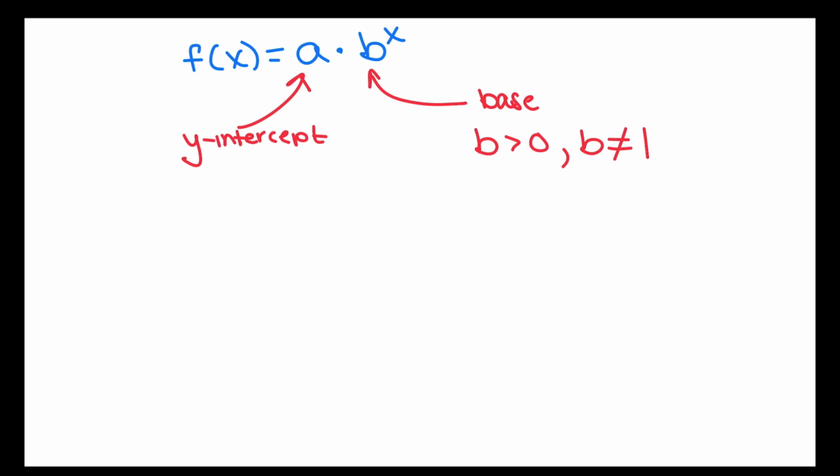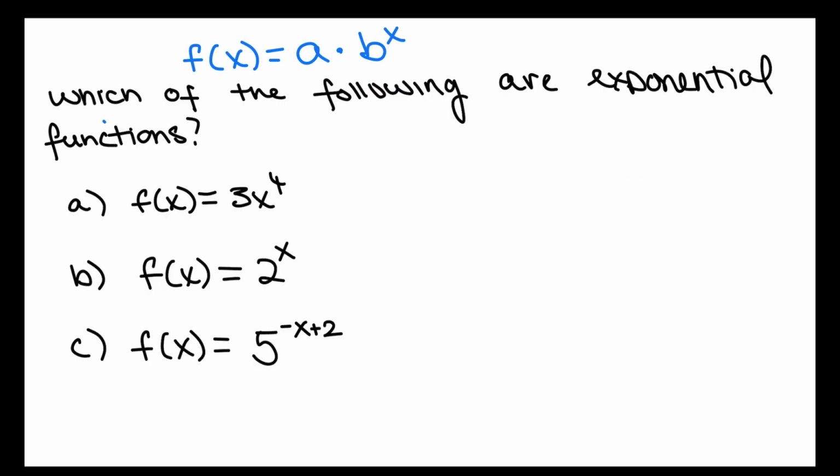So let's start by trying to identify exponential functions. I've got a list of 3 functions. Which of the following are exponential? The first one is not. This is actually a polynomial. Notice the exponent is a constant and the variable is the base. That's a polynomial. The second one, f of x equals 2 to the x, the base is a constant, the variable is the exponent, so yes, that is an exponential function.